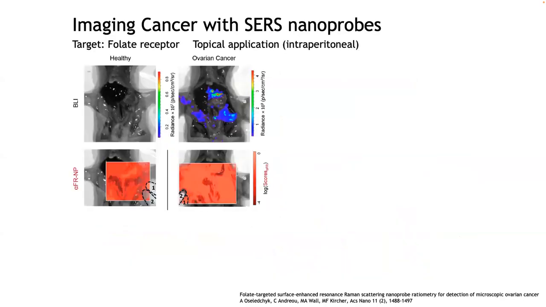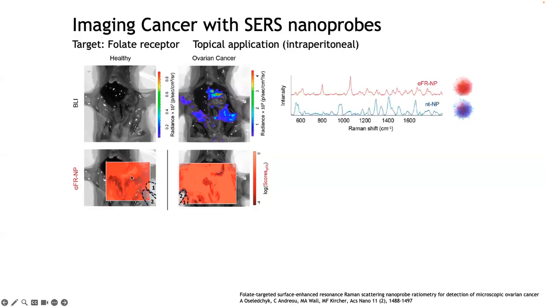In a different application, we wanted, instead of administering the nanoparticles in the blood, to administer them topically, inside the peritoneum to image ovarian cancer. So we decided to target the folate receptor. However, we administer them in the peritoneal cavity, we image and we get signal everywhere. These nanoparticles stick. It doesn't matter if we have the folate receptor or not. They stick everywhere in the animal with cancer, and in the healthy control.